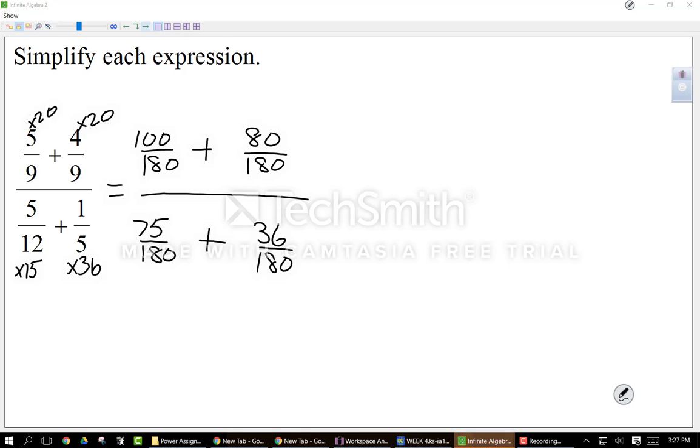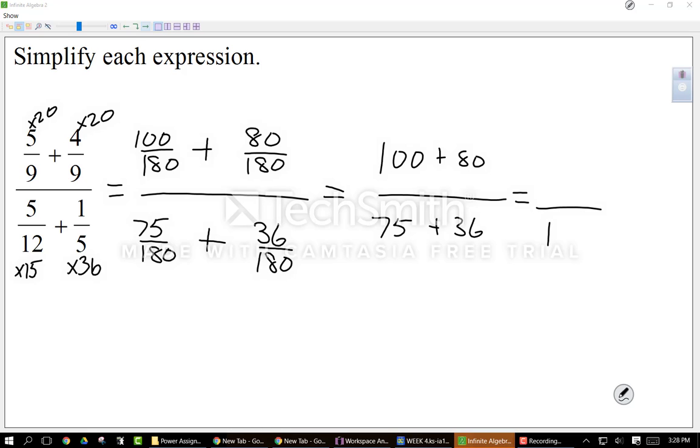So now let's add my numbers in my numerators. 100 plus 80 divided by 75 plus 36. This denominator is now 111. My numerator is 180. Now, if we know anything about divisibility rules and dividing by 3, I can divide both of these by 3. That's 60. And that denominator is 37. And I can't go any further than that because 37 is a prime number, so this means I'm done. So that's what you should have gotten if you did this particular problem.